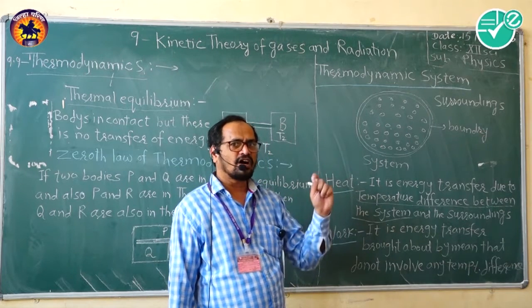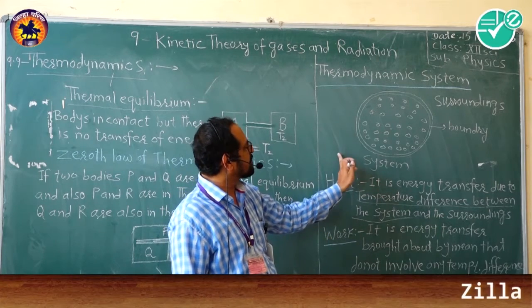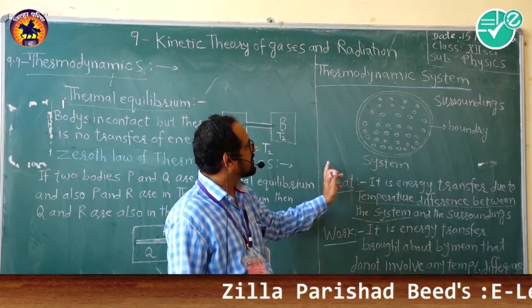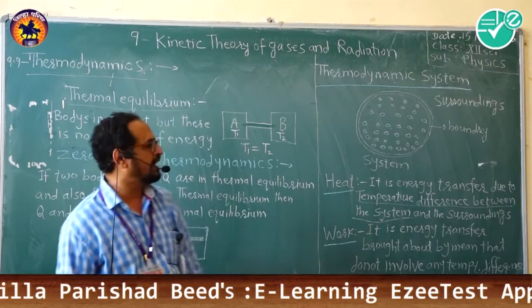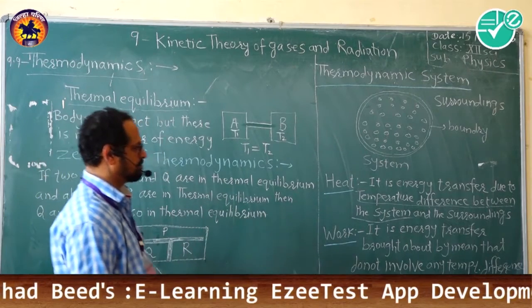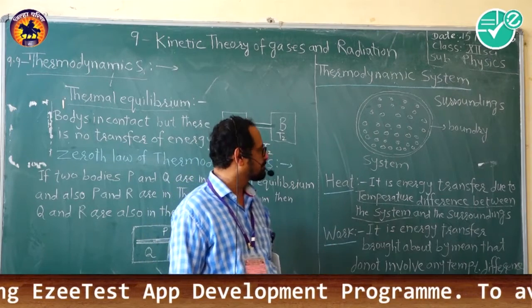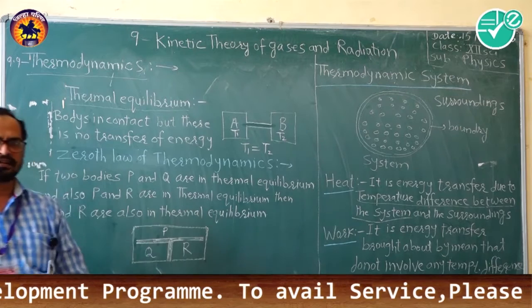The transfer of heat energy is possible when there is a difference in temperature, that is between the surrounding and the system. So that is the heat energy. Second thing, that is the work done by the system, that we will study in the next article.